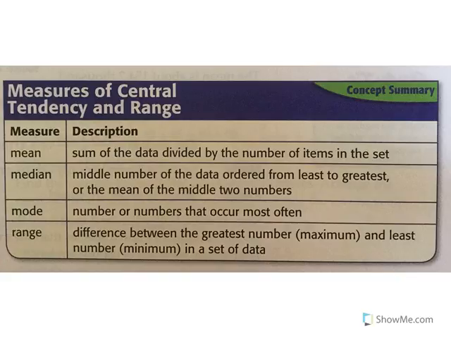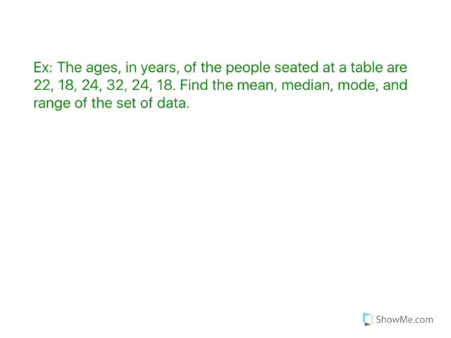And then the range is the difference between the greatest number, or the maximum, and the least number, the minimum, in the data set. The word tells it all. Range from the highest to the lowest, the difference between the largest number and the smallest number. It says the ages in years of people seated at a table are 22, 18, 24, 32, 24, and 18. Find the median, mode, and range.